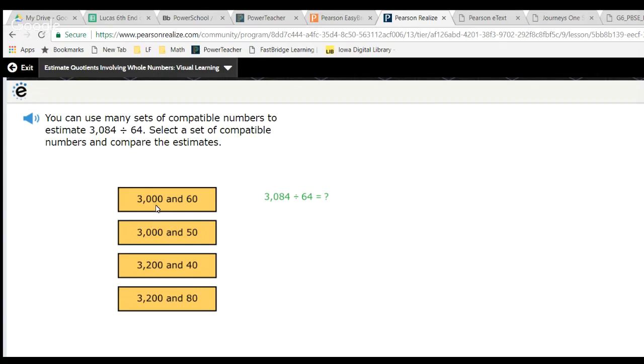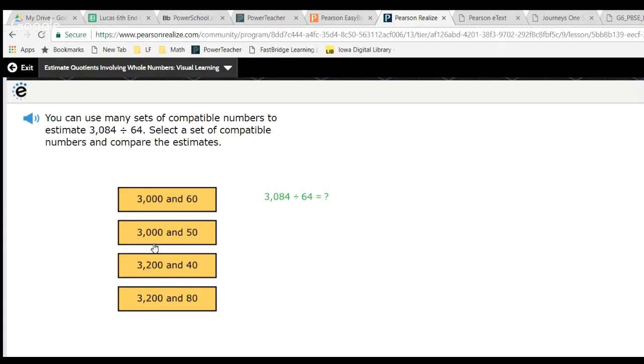Down here, you see that they came down to 40. By coming down to 40, they needed to find something, and again, they probably could have looked at the 4 here and then said, what's close to 30 that's a multiple of 4? And they got 32. So then they rounded the 3,084 up to 3,200. Again, not as close as the 3,000 divided by 60, but still an acceptable estimate.